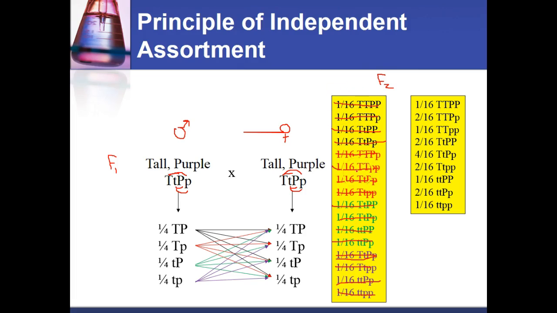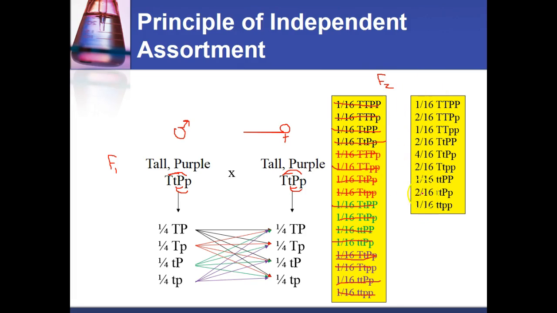Now, we've just taken all of these options and consolidated them to form our genotypic ratio. And the genotypic ratio for 2 heterozygous dihybrid individuals is always going to be 1 to 2 to 1, 2, 4, 2, 1, 2, 1. Okay, 1, 2, 1, 2, 4, 2, 1, 2, 1.